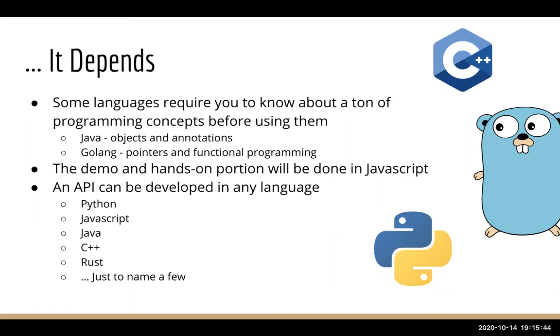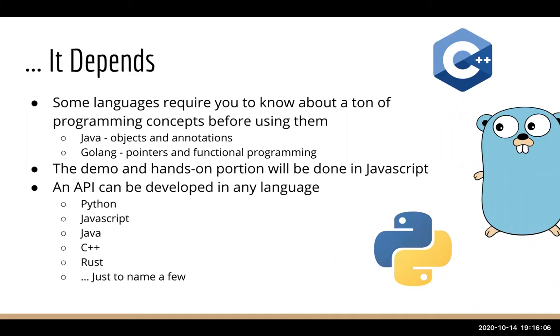In some languages, it requires you to know a little bit more advanced concepts. Like in Java, you have to know strictly what an object is and also annotations. While in Golang, you have to know how functional programming works and also other features such as pointers.